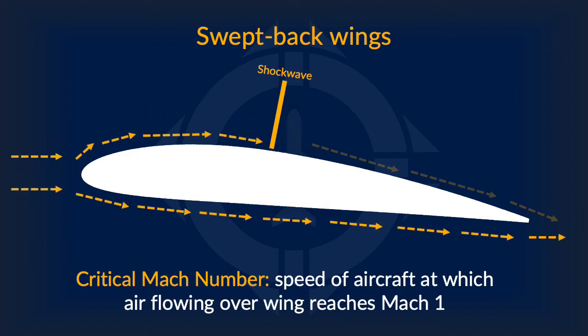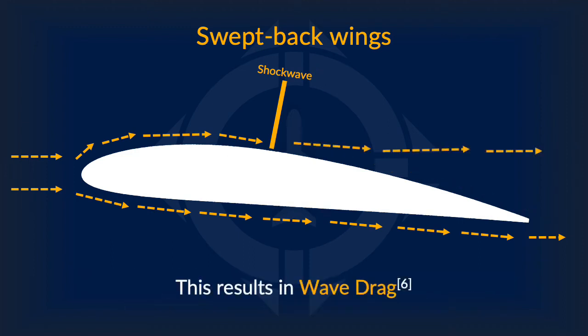Let's say this scenario happens, and a shock wave has formed on this spot. What happens now? Well, the air past the shock wave is greatly disrupted, tripping the airflow and making it turbulent. The air also separates from the wing, resulting in tons of drag and less lift.